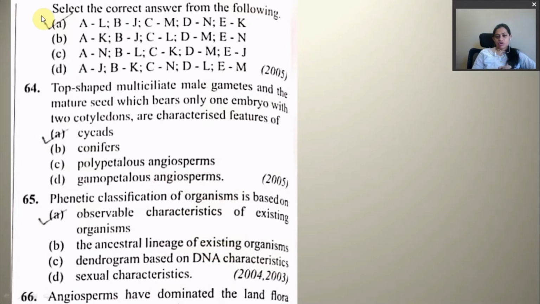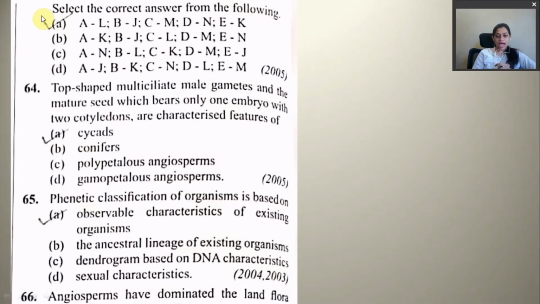Phenetic classification of organism is based on observable characteristics of existing organism, an ancestral lineage of existing organism, dendrogram based on DNA characteristics, or sexual characteristics. So there are mainly two types of classification, phenetic and cladistic. Here in phenetic classification, observable characters of existing organism will be given much preference. So this is the right option.